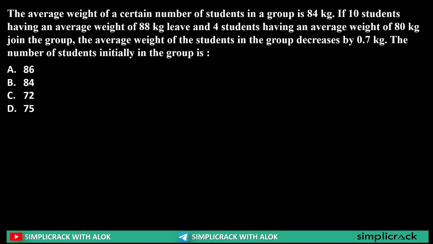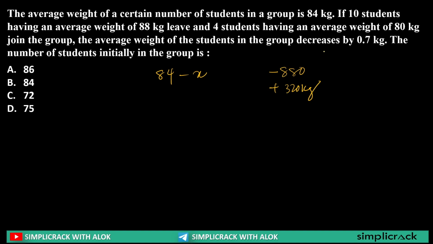Next question. The average weight of a certain number of students in a group is 84 kg. Number of students, for example, say x. 10 students having an average weight of 88 kg left, so the total amount left is 880. 4 students having an average weight of 80 were added. So 320 kg was added to it.